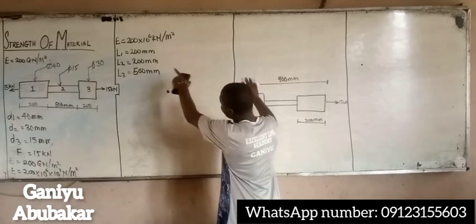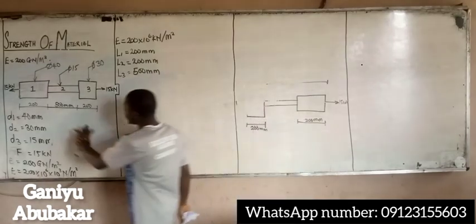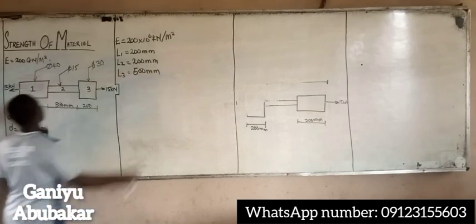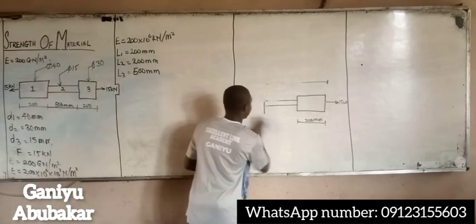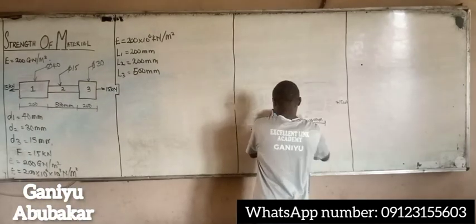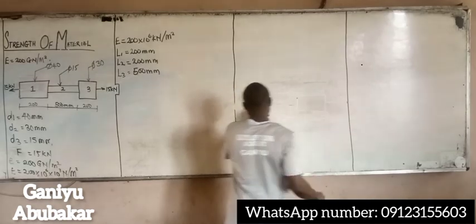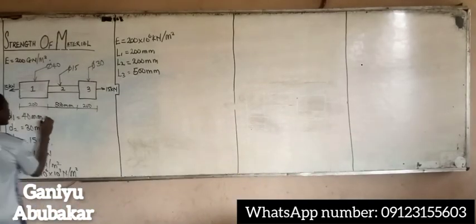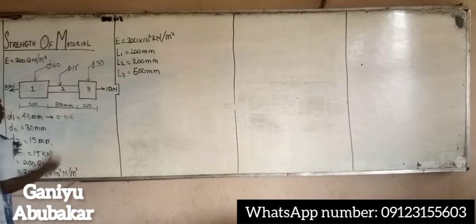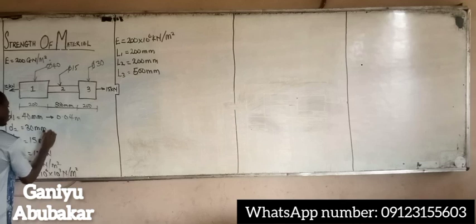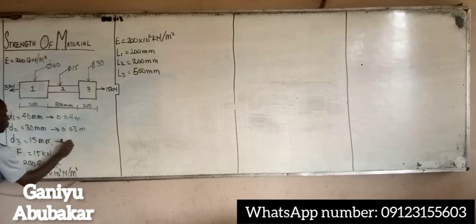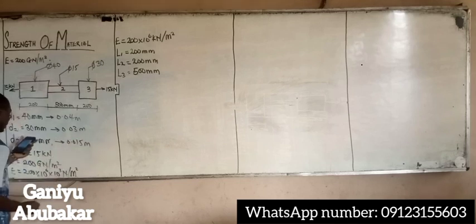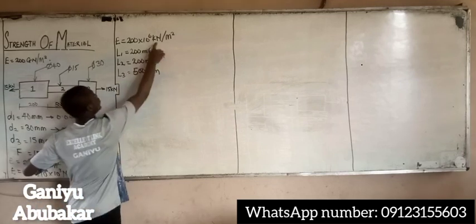Having converted the modulus, I would like to convert my diameter and my length to meters, to have uniformity of parametric units. So now if I do my conversion, if I divide this by 1000, I'll have 0.04 in meters. This one I'll have 0.03 in meters. I'll have 0.015 in meters. Kilonewton, no problem.